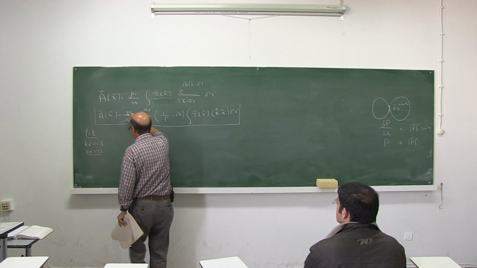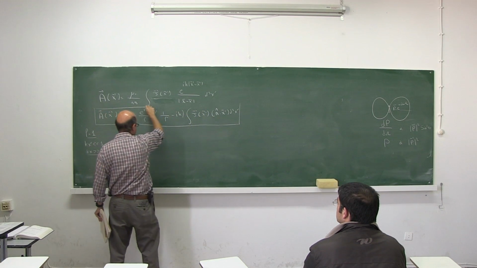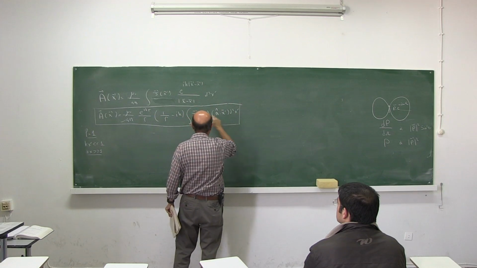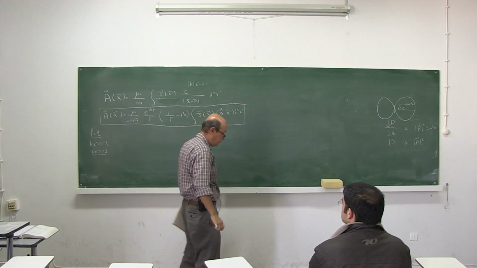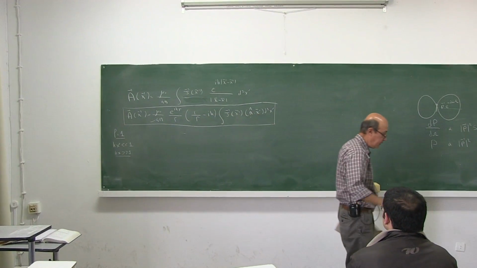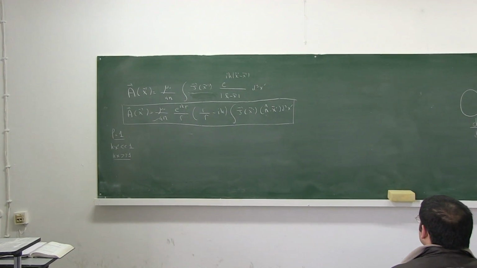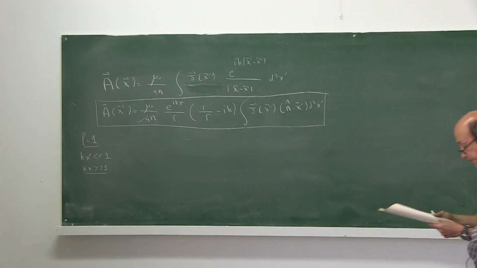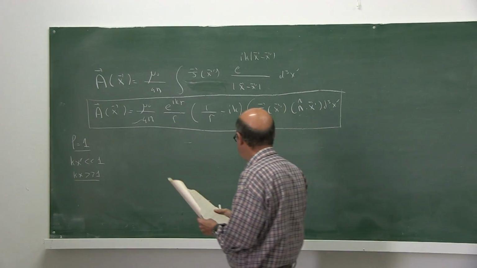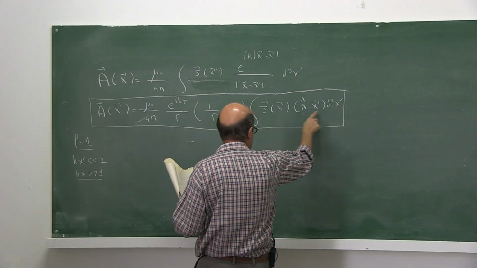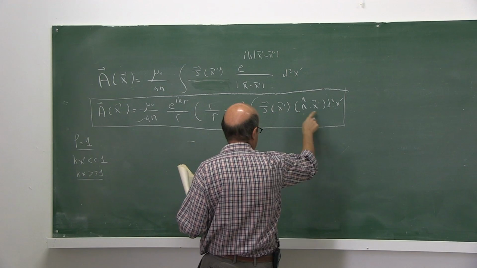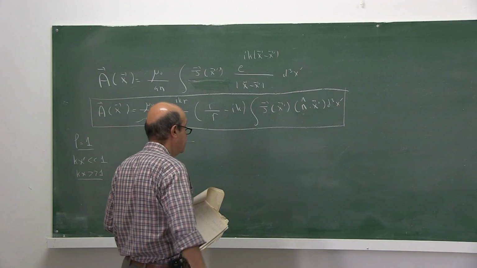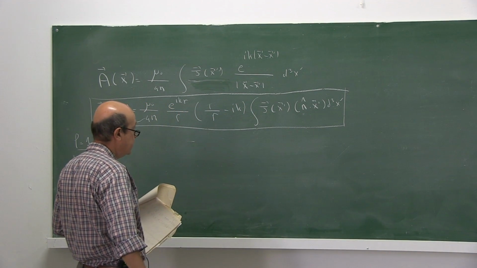Today we will play with this vector potential. We will try to interpret this integral in terms of the magnetic dipole moment and the electric quadrupole moment tensor. And if we have time, we will do examples. So let us start. Let us try to take this integral.